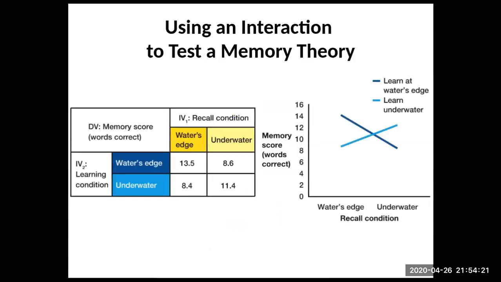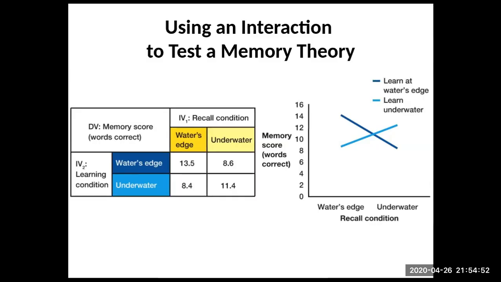Using an interaction to test a memory theory. Well, here we see something that memory researchers tested in the 1970s, which is something called context-dependent memory. And if you had me for Psych 1, you would know because I do the memory chapter. And a lot of times I use this study to sort of hammer the point home.